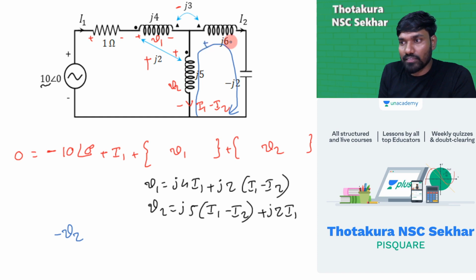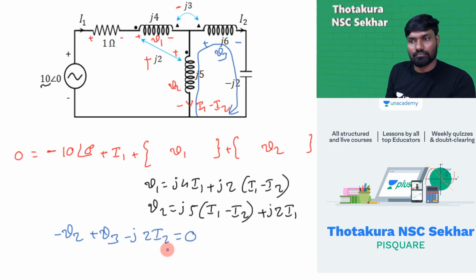Then plus V3. If I take this one as V3, minus V2 plus V3. And current is I2 here. Minus J2 into I2 is equal to 0. Minus V2 plus V3 minus J2 I2 is equal to 0. Okay. You already have the equation for V2. Substitute here. Now we need to write the equation for V3. Let's do it.